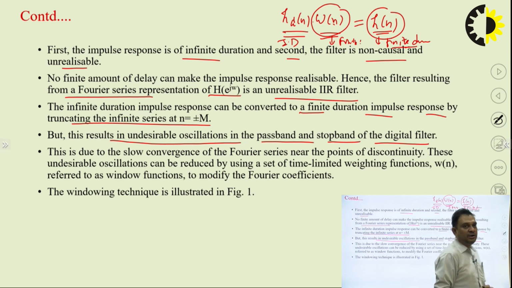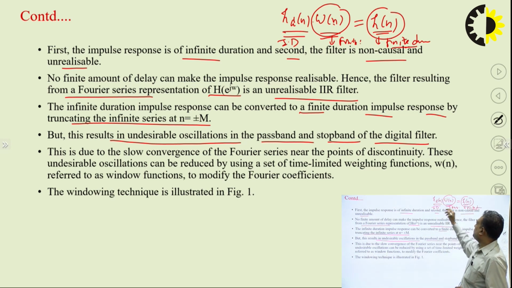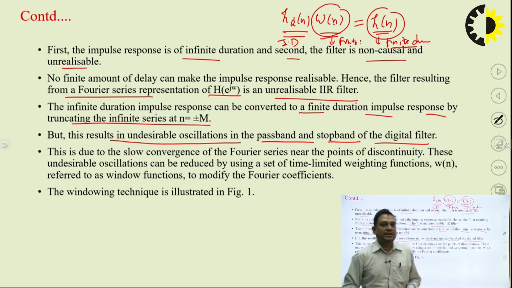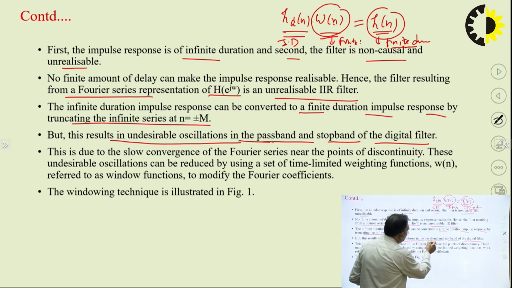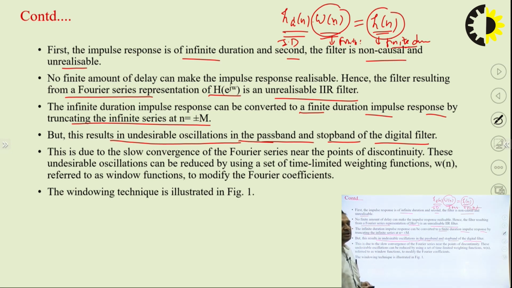So what do we want? In the process of making it finite, we multiply by a window function w(n) which is of finite duration, and this window function should have a shape so that the truncation is gradual, not abrupt. Because if abrupt truncation is there, then we have undesirable oscillations in the passband and stopband of the digital filter. So here comes the important concept of window shape.